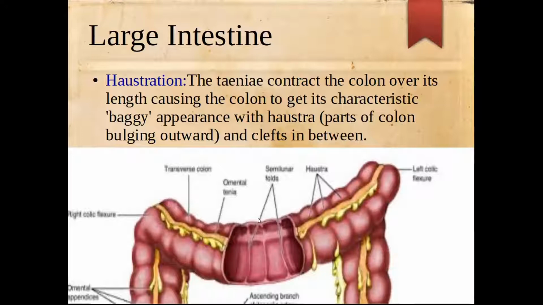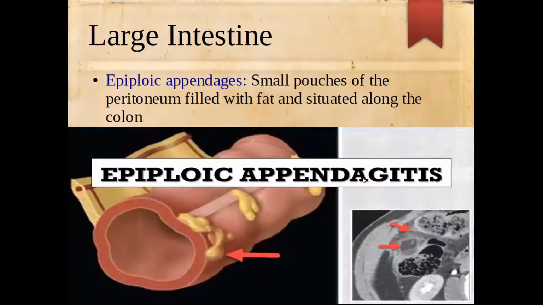Why does the colon have haustrations? Because the tinea contracts the colon. When the colon is contracted, part of the colon bulges outward and forms the haustration, one of the features of the large bowel. The third unique feature of the large bowel is epiploic appendices.